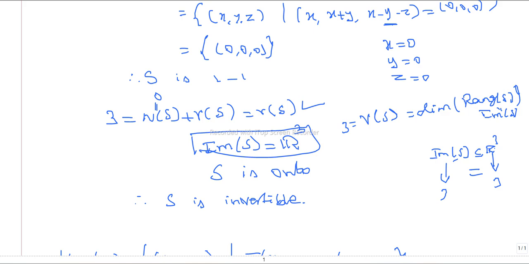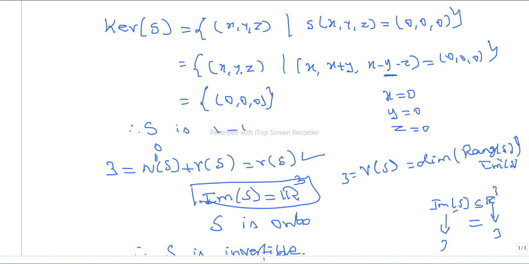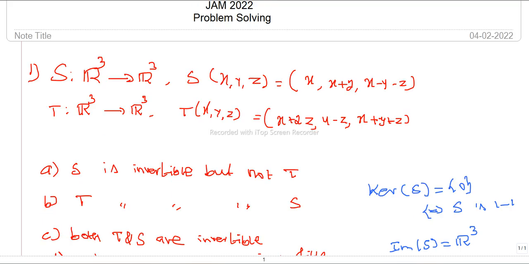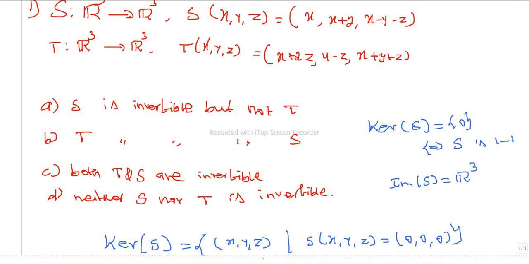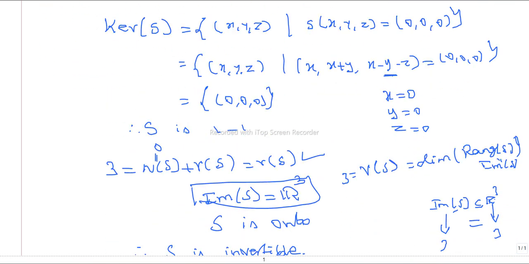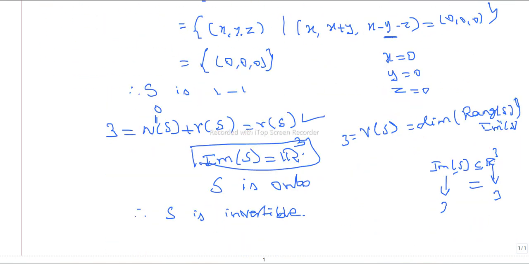So both are equal, what does that mean? What do you mean by onto? If you take any element in the codomain, we have to find a pre-image. Since the range space is the entire R3, we can pick any element here. Suppose you pick some element T, then T should be of the form S of something, because R3 is nothing but the image of S.